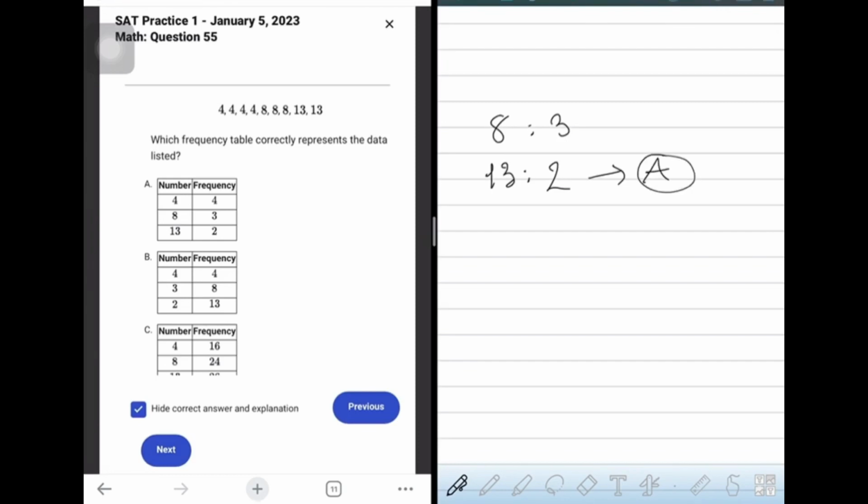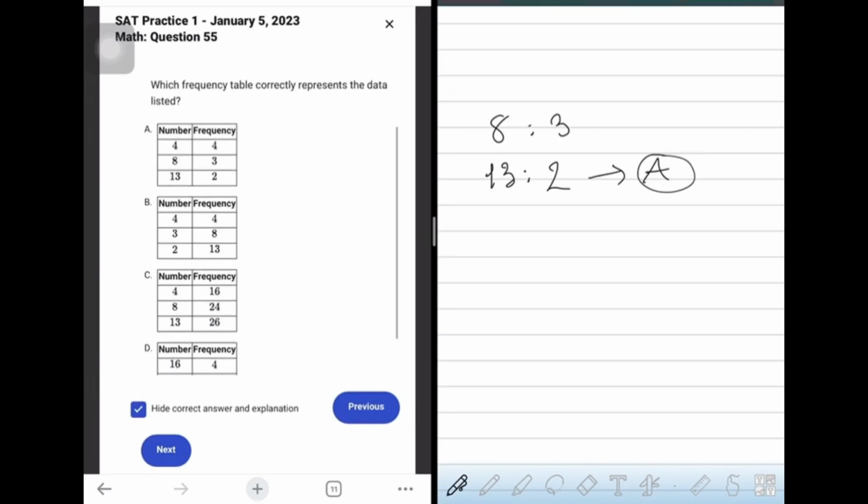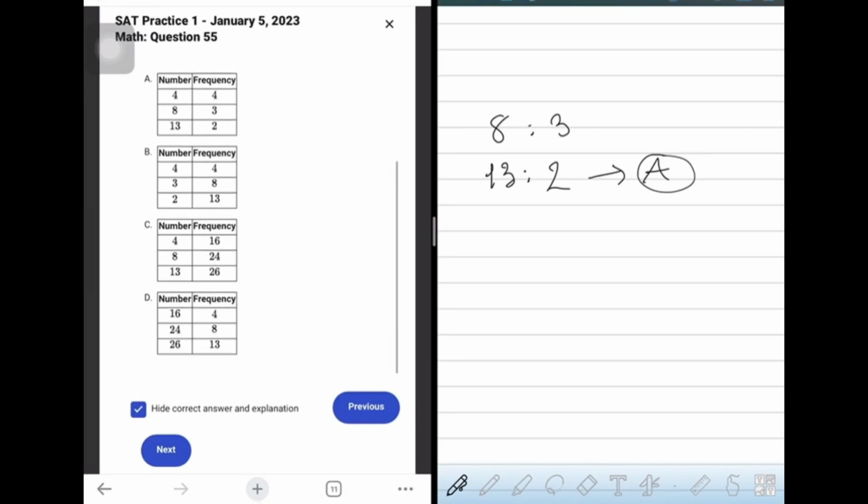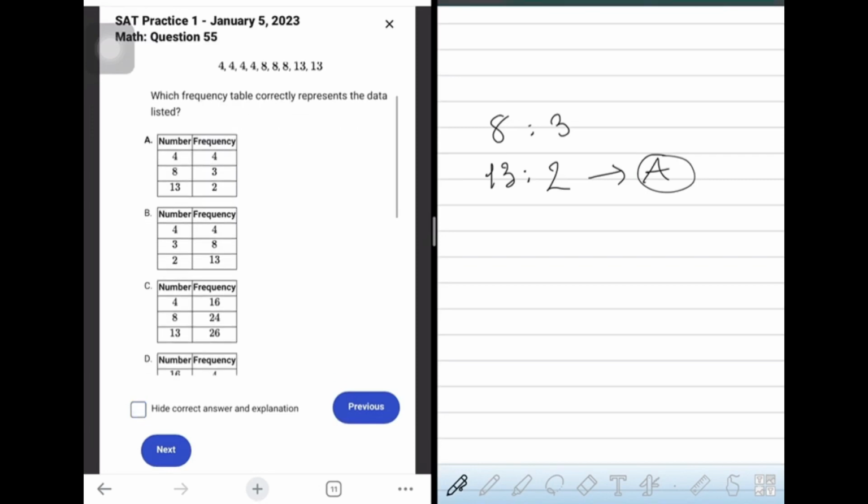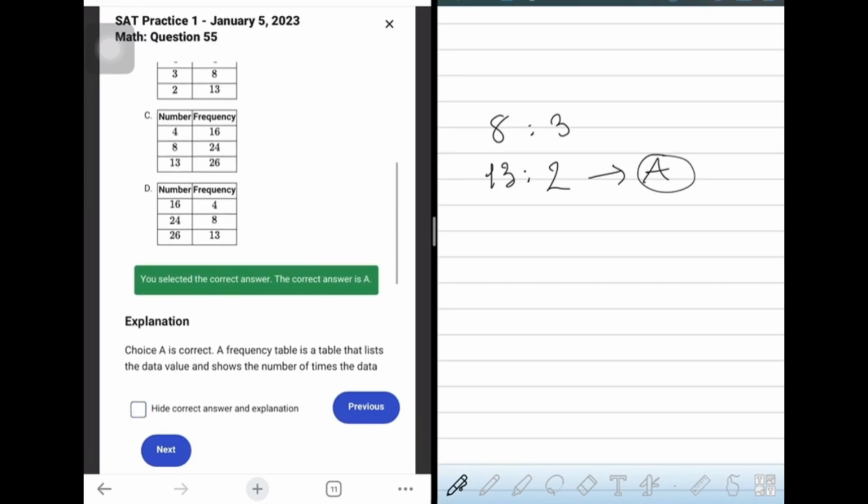But if you want to make sure, we can also look at letter B. The number 4 with frequency 2 is right, but it's number 8, not number 3, so letter B is wrong. So now we conclude that the correct answer is A. Now we will see the correct answer. A is correct.